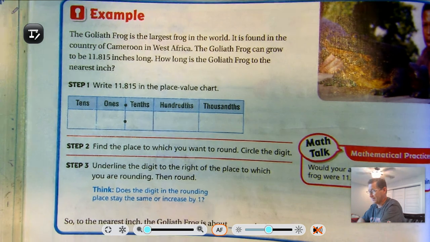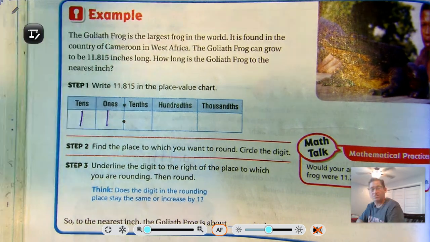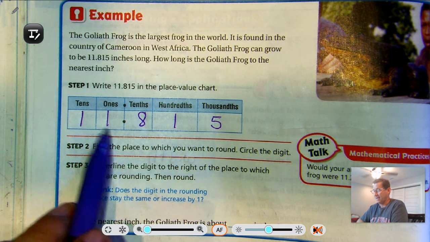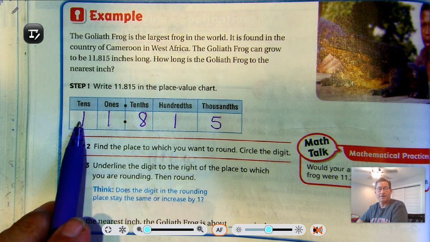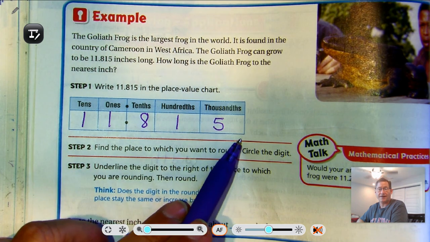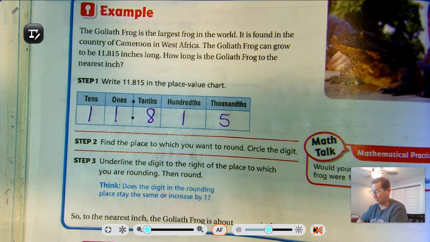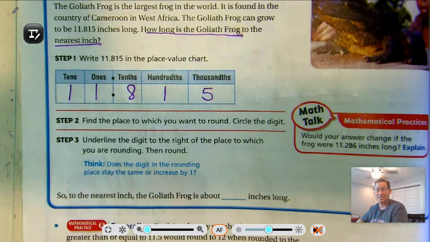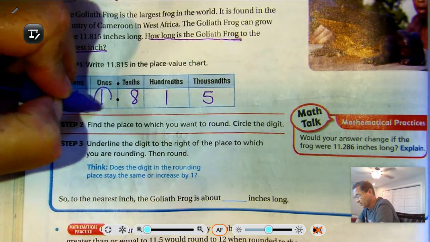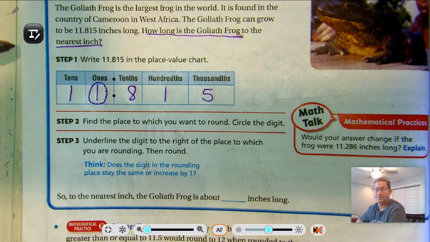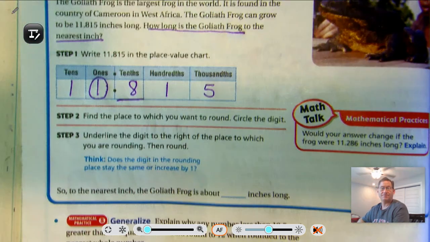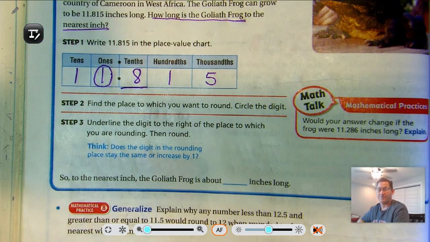All right, well, write the numbers in the place value chart. Okay, we had 11 to the left of the decimal, and we had 815 thousandths to the right. Find the place to which you want to round and circle the digit. Well, they said, how long is the Goliath frog to the nearest inch? Well, the nearest whole inch would be in the ones. These are all less than an inch. All right, underline the digit to the right, 8 tenths. 5 or greater, round the digit you circled up by 1.